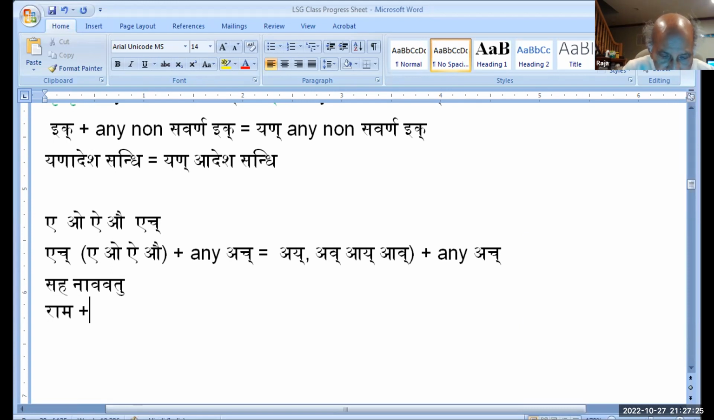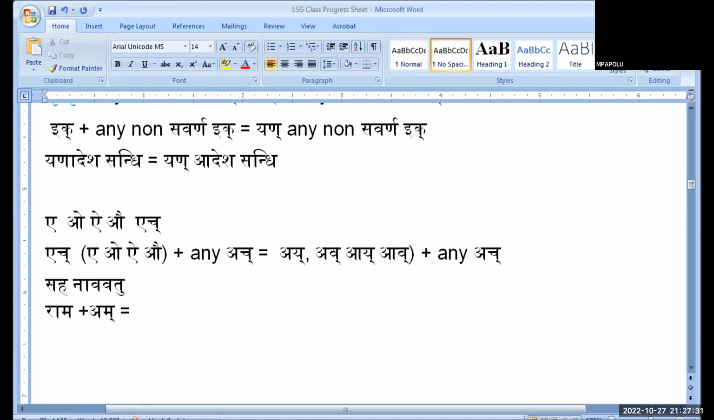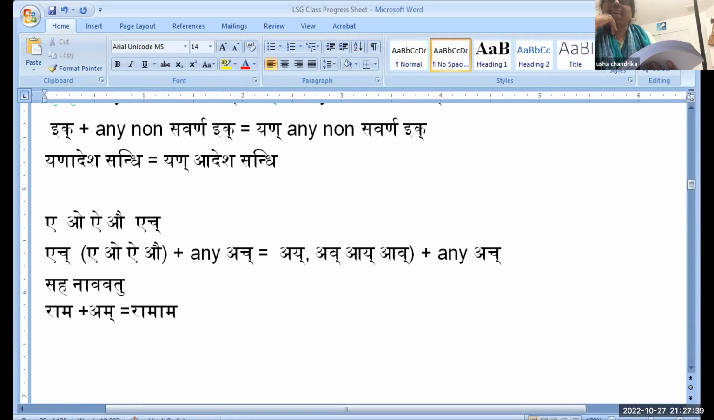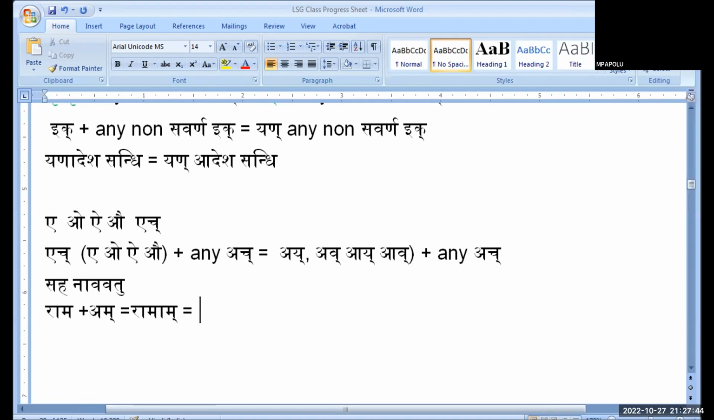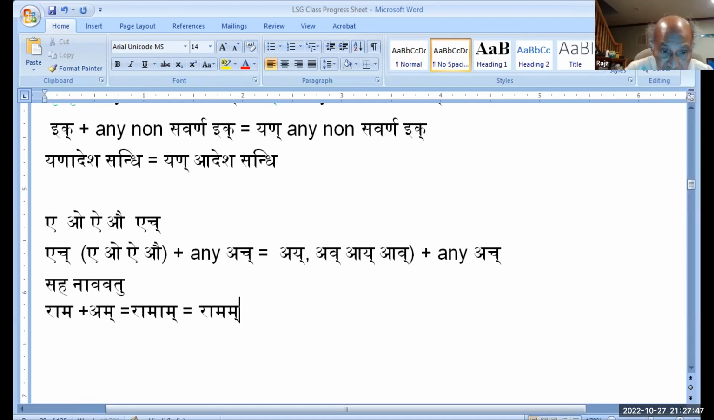Rama plus A, what should happen normally? A plus A gives Ramam. That is what should happen with the Savarna Dirgha Sandhi. However, in reality, people were using it like this. So this is what should have happened, and this is what is happening in reality. So now we have to see the exceptions.